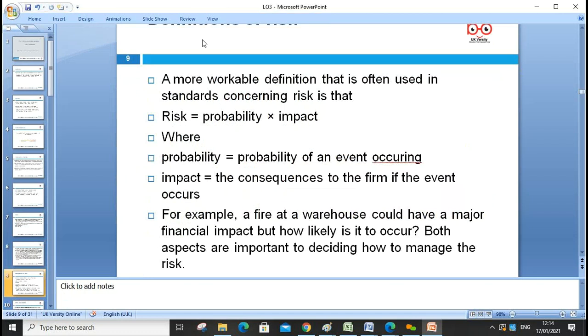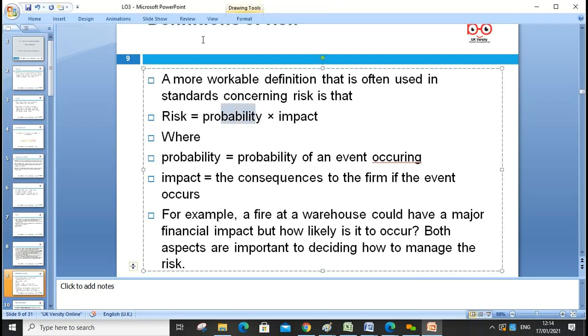Okay, a more workable definition. The standard definition used concerning risk is that risk is equal to probability. What is risk? Probability. What is the probability that in Malta today it will rain? Is there any chance it will rain there?